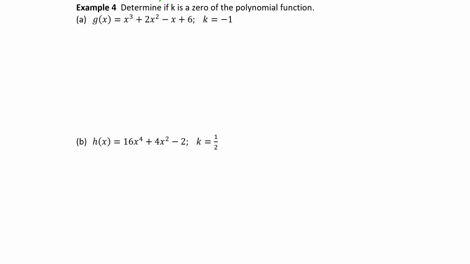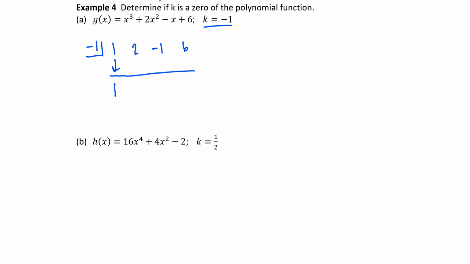Example 4, determine if k is a 0 of the polynomial function. So this time we're given a k value. We're not finding all the zeros. We're just going to test out that 0. Is it a 0? Which in turn means, is it an x-intercept? So I'm going to plug the k value into the box. I'm going to pick up my coefficients. Nobody's missing, so we're good to go.